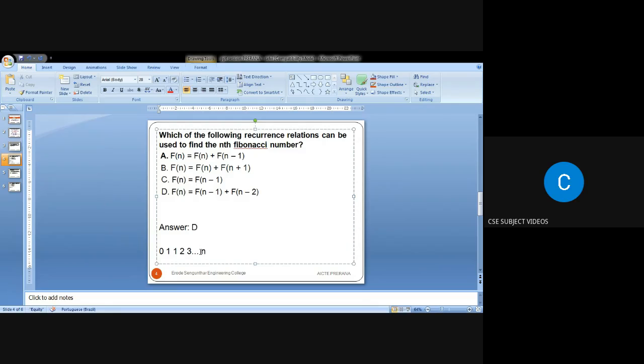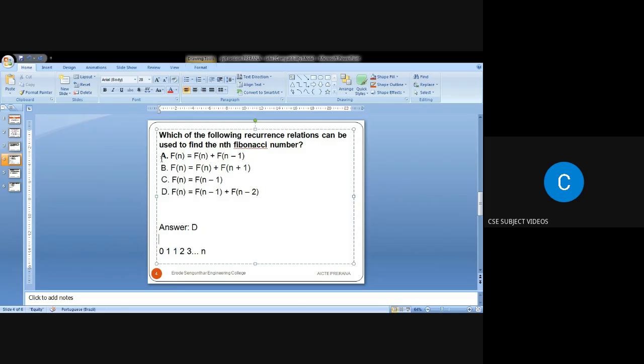Now we look into how the recurrence relation for this can be generated. Let us take f of n as the third number. How will f of n be generated? f of n equals f of n minus 1 plus f of n minus 2. The third number is n, the second number is n minus 1, and the first number is n minus 2. So f of n equals f of n minus 1 plus f of n minus 2. This will be the correct answer.